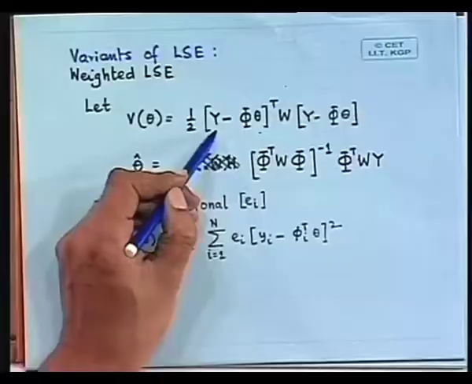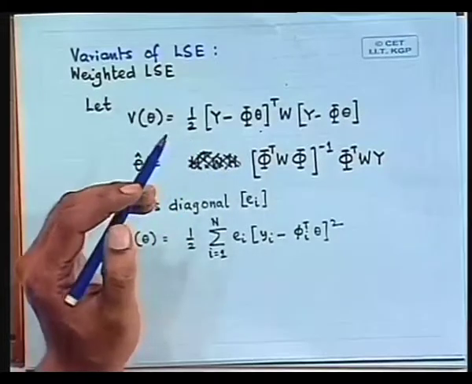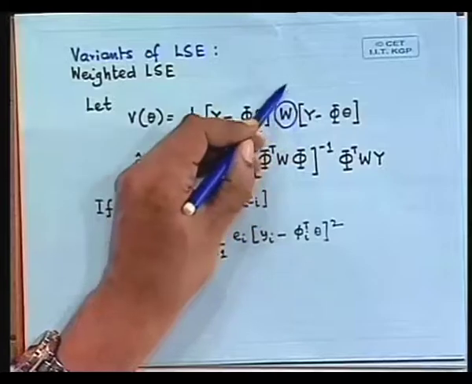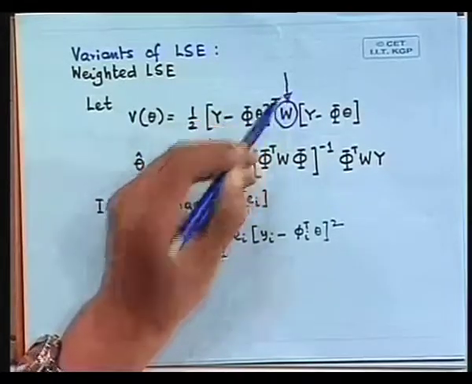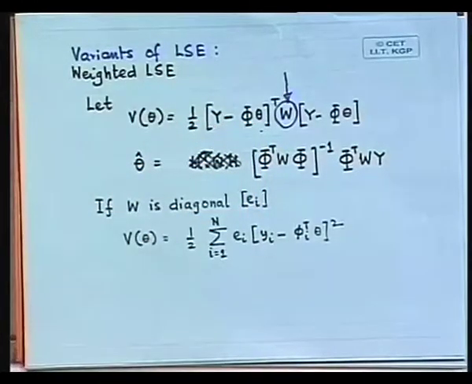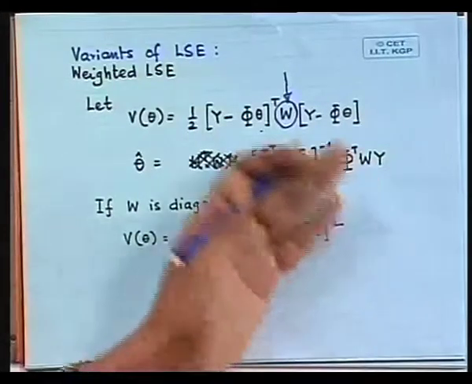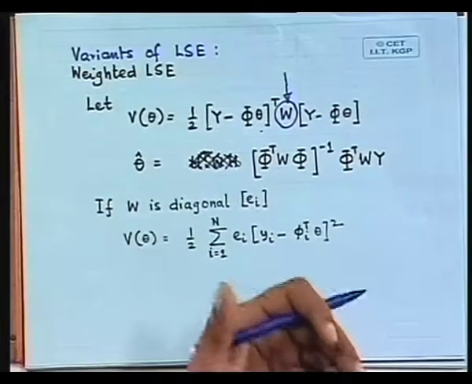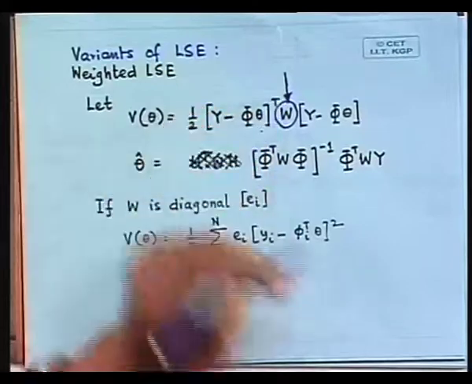First of all, we will consider a slightly different performance criterion. Previously we had considered this performance criterion, y minus phi theta transpose. Previously this w was not there. In our ordinary least square formulation we assumed that this is identity, then it becomes a normal sum of squares and we got the solution for the least square case. Now we will put some w that is slightly more generalized.